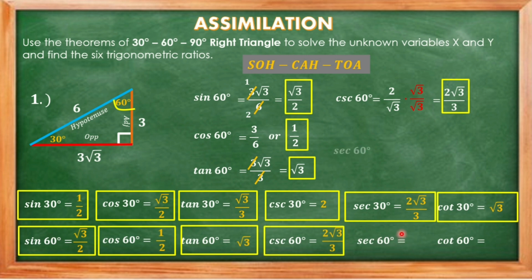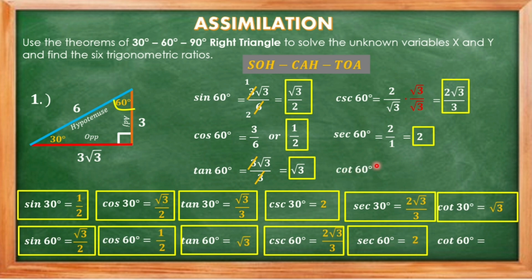For secant 60 degrees naman, ang reciprocal naman niya is yung cosine 60 degrees. So, babalikan na rin lang natin yung answer ni cosine. So, ang reciprocal ng 1/2 is 2 over 1 or 2. Okay, so that is our secant 60 degrees.